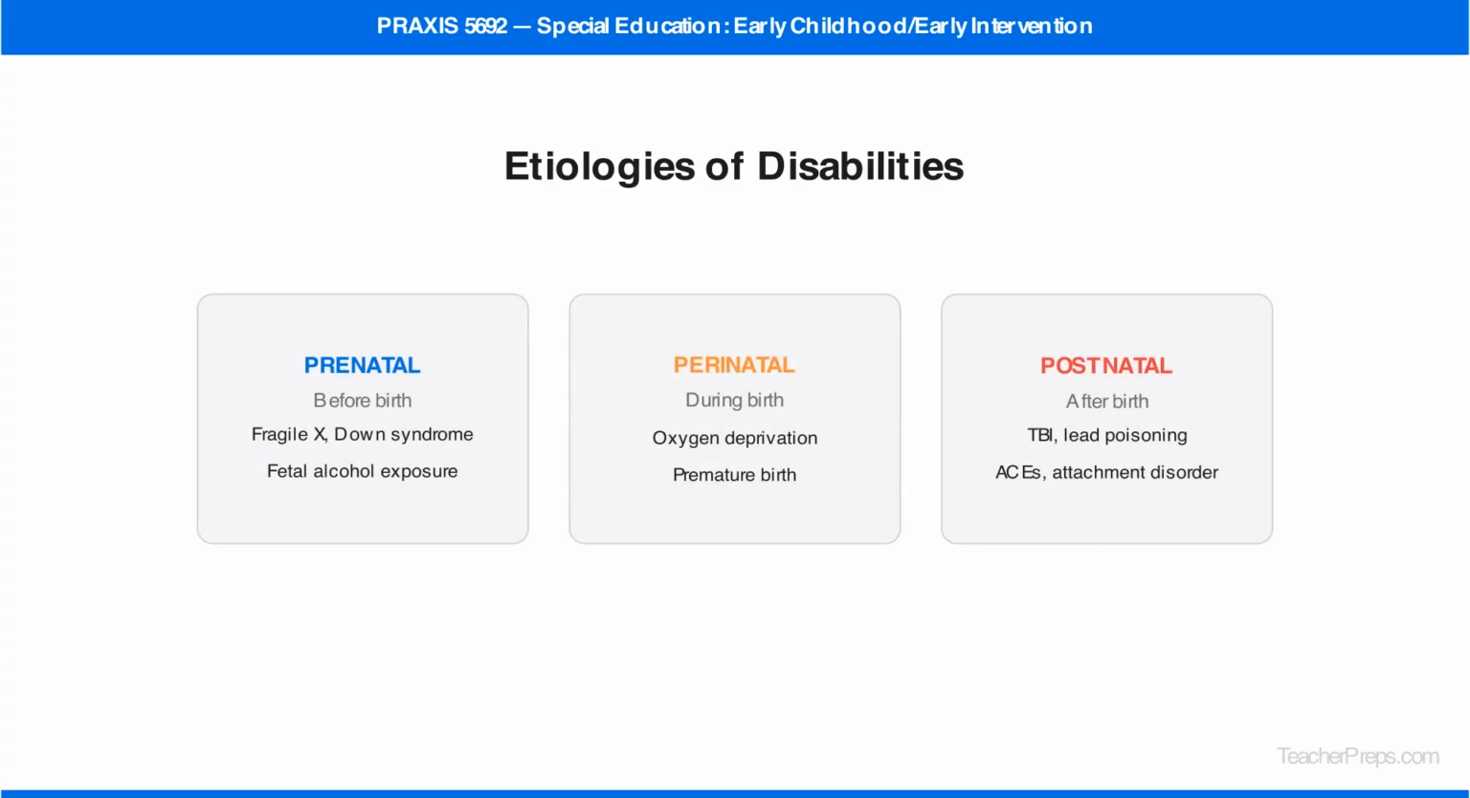The exam tests etiologies, the causes of disabilities, in 3 categories. Prenatal causes happen before birth. Genetic conditions like Fragile X syndrome and Down syndrome, plus fetal alcohol exposure. Perinatal causes happen during birth. Oxygen deprivation, premature birth, low birth weight. Postnatal causes happen after birth. Traumatic brain injury, lead poisoning, and adverse childhood experiences known as ACEs. Reactive attachment disorder develops when infants don't form healthy bonds with caregivers. Remember, the earlier the intervention, the better the outcomes.